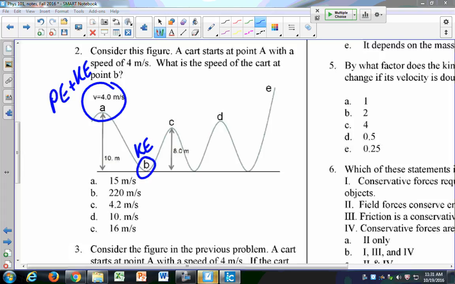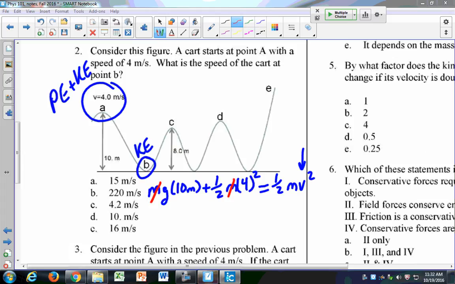So on these problems, you ask yourself the question, is the speed 0? If it is, no kinetic energy. Is the height 0? If it is, no potential energy. And then we set those two equal. I say mgh, with 10 meters for the height, plus 1/2 mv squared, with 4 meters per second squared, equals 1/2 mv squared, and this is the v that I want to know. Noticing that my masses all cancel, I don't know the mass, so I don't need it.